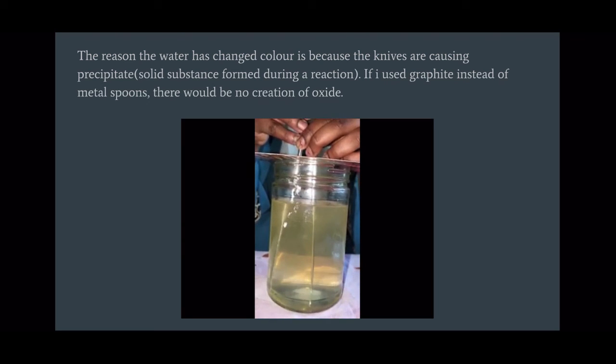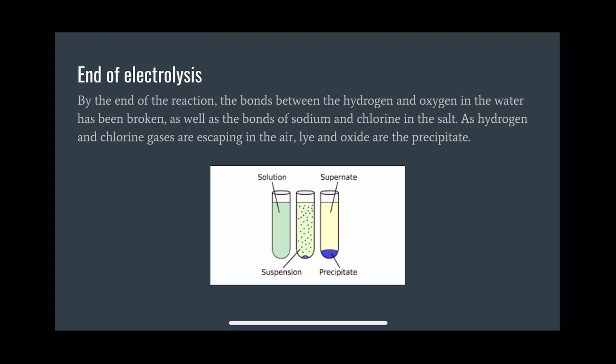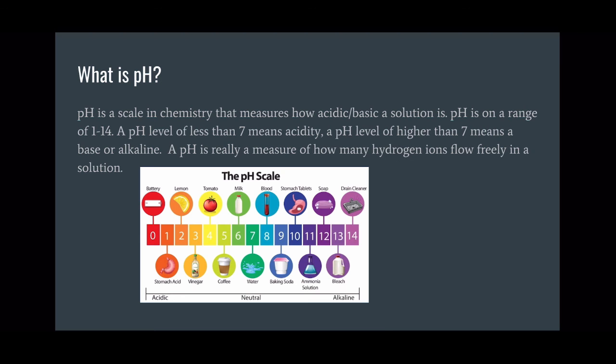If I used graphite instead of metal knives, there would be no creation of oxide. End of electrolysis. By the end of the reaction, the bonds between the hydrogen and oxygen in the water have been broken, as well as the bonds between the sodium and chlorine in the salt. As hydrogen and chlorine gases are escaping in the air, lye and oxide are the precipitate.